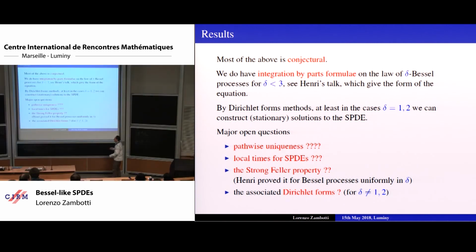The strong Feller property, which I have not discussed in detail, should work, I think. No, I don't know. No, this is too much. It may work. Henri proved that for Bessel processes, it does work uniformly in delta. So it's a very inspiring result, but I have no idea. And okay, the associated Dirichlet forms, I said, are under control in the integer dimension, but they should be under control for all delta. But for the moment, I don't know how to do this.